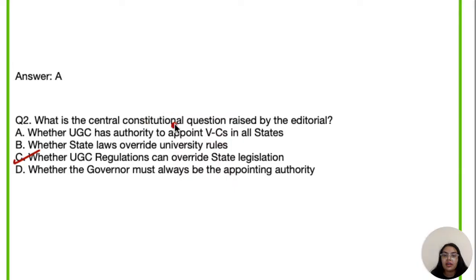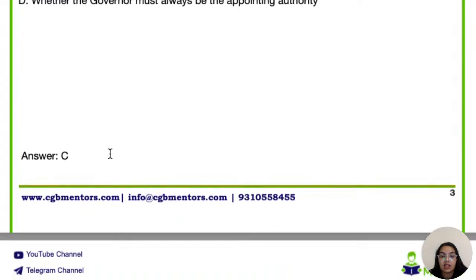What is the central constitutional question raised by the editorial? Whether UGC regulations can override state legislation. Okay, so one versus the other. कौन का चलना चाहिए? C is the answer for the second one.